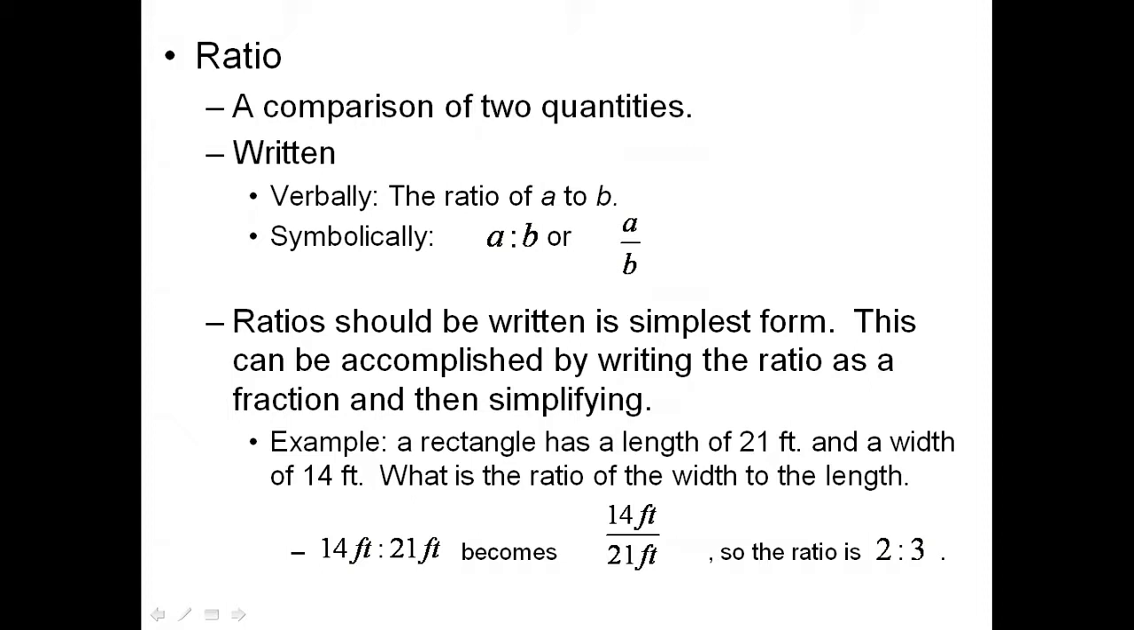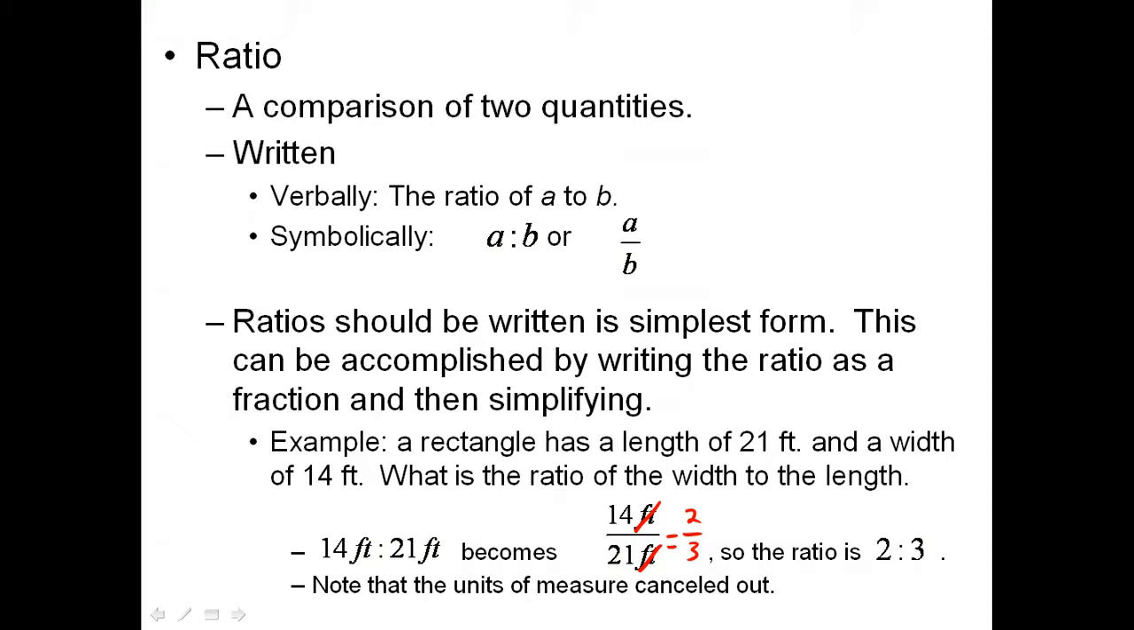We change that into a fraction, and then we can simply reduce that fraction by canceling out the feet. 7 goes into 14 2 times and into 21 3 times, so we have a ratio of 2 to 3. Note that the units do cancel out in a true ratio.